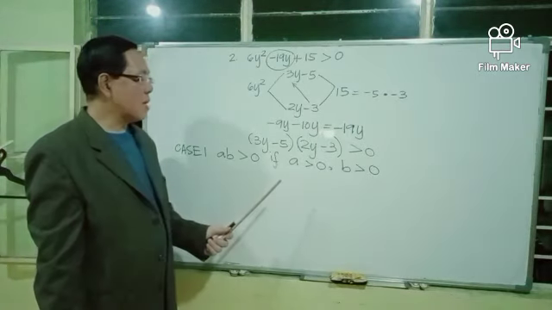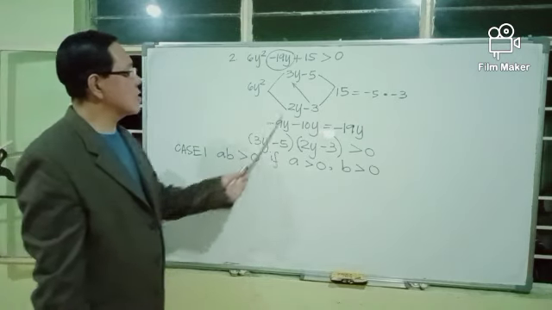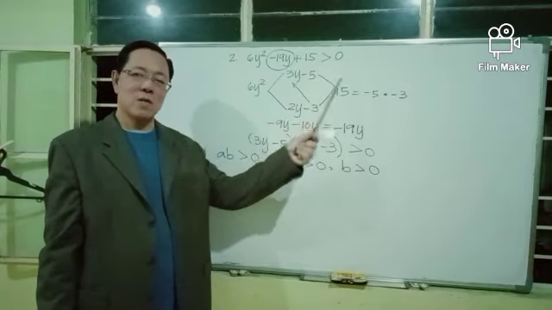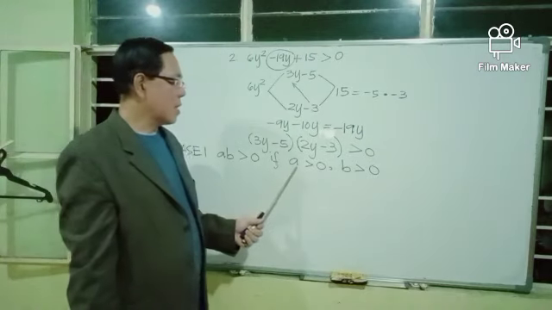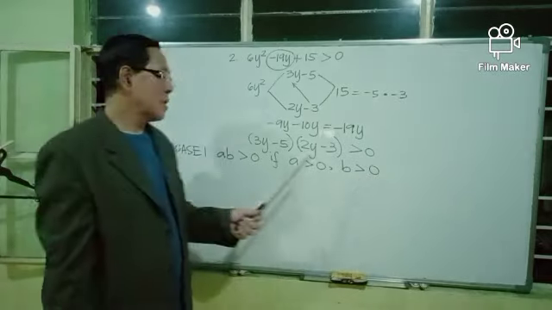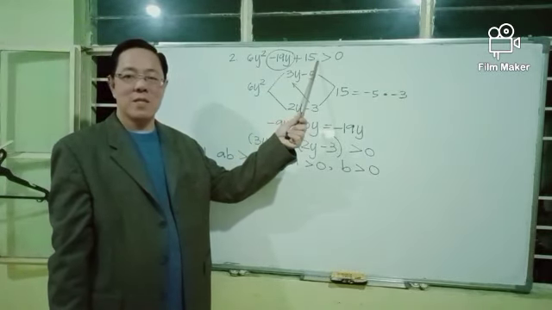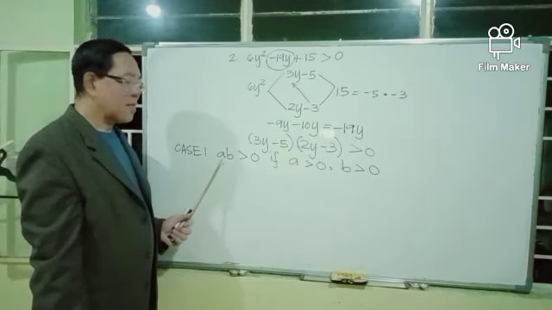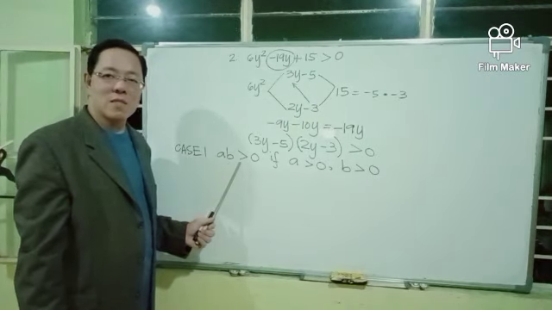Now you notice that I did not write the equal sign here because in the given there is no equal sign. If this is greater than or equal to 0, then you have to write AB greater than or equal to 0, and A greater than or equal to 0, B greater than or equal to 0. But in the given we only have strictly greater than, thus we do not write the equal sign here. And this is the first case, the product of two real numbers is positive or greater than 0.